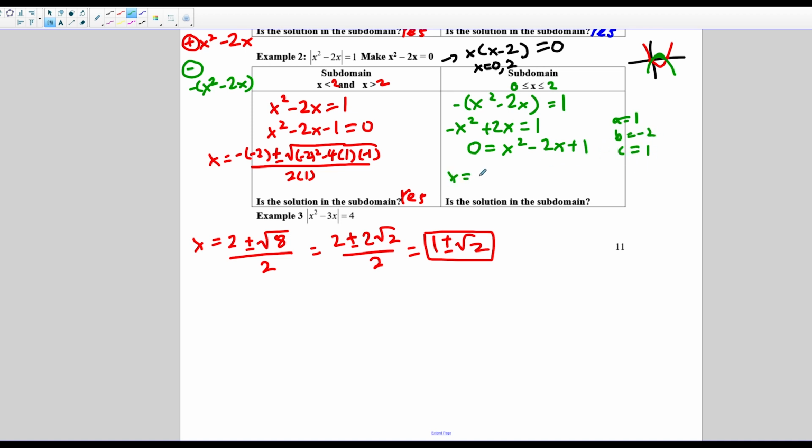So let's have x is equal to negative b, which is negative 2, plus or minus the square root of b squared, so negative 2 squared, minus 4 times a, which is 1, times c, which is also 1. So this gives me x is equal to positive 2 plus or minus. On the inside, we have negative 2 squared, which is 4, minus 4. So I have plus or minus the square root of 0. That's all divided by 2. And I end up getting x is equal to 2 plus 0 divided by 2, which is just 1, and 2 minus 0 over 2, which is just 1.